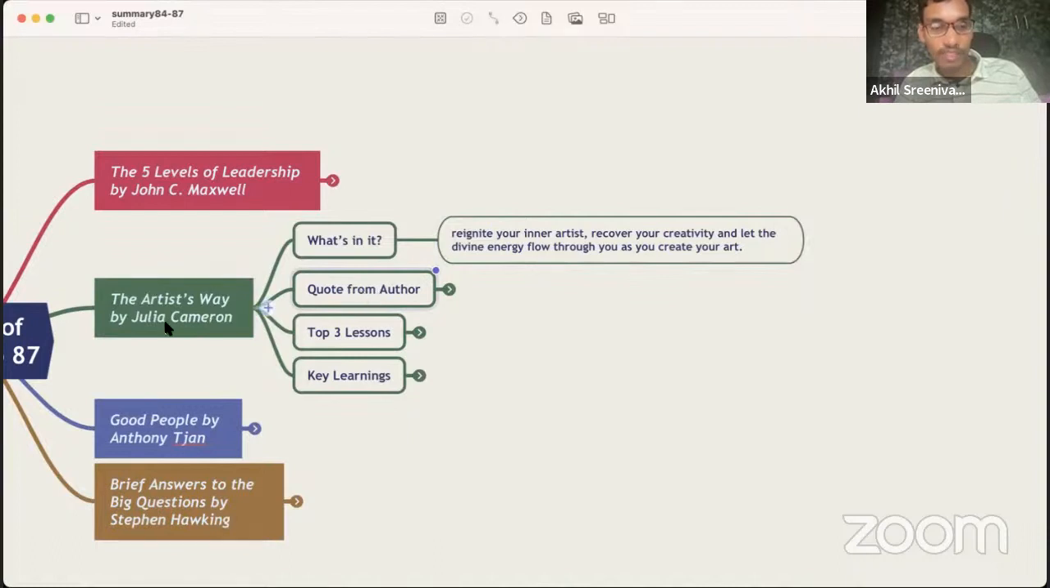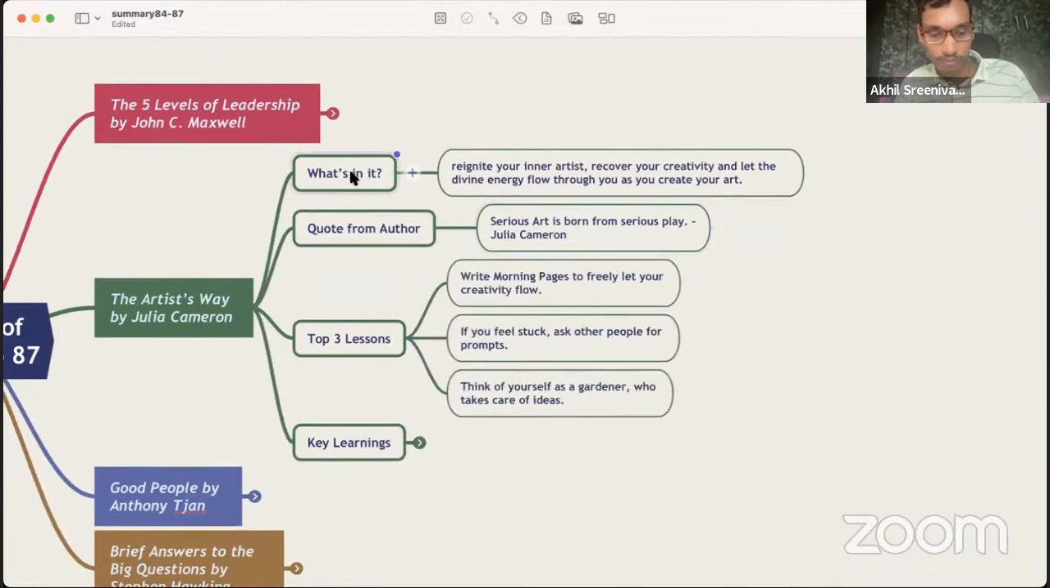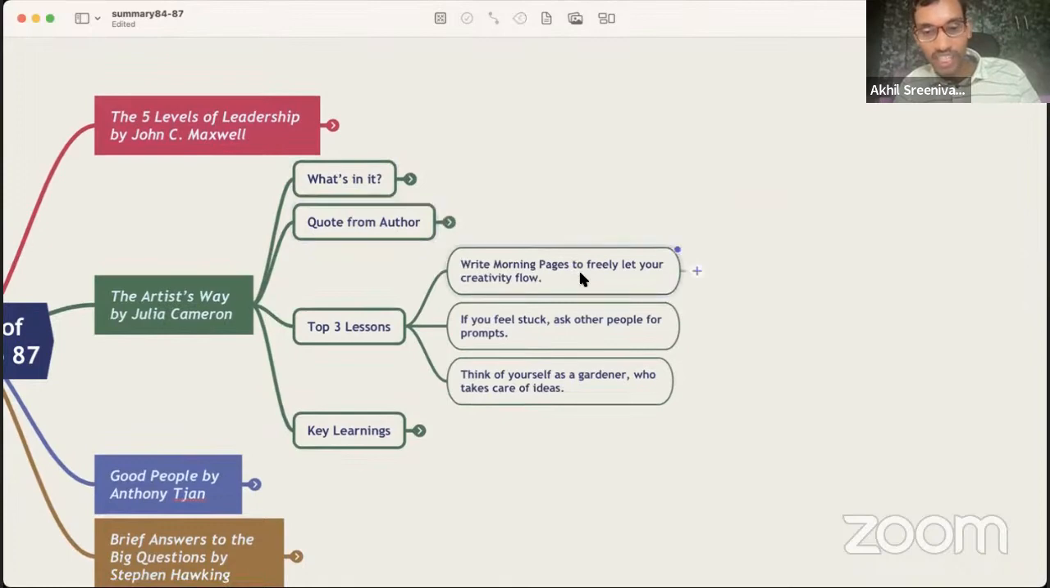Let us listen to Julia Cameron. Serious art is born from serious play. If you want a good artistic output, you need to treat that art as play. Let us see the top 3 lessons. Writing morning pages to freely let your creativity flow.